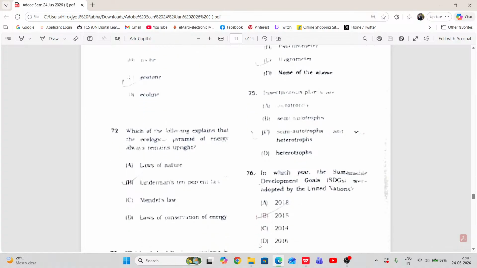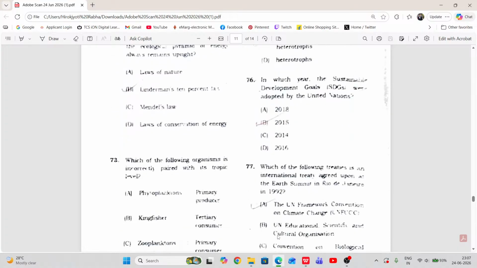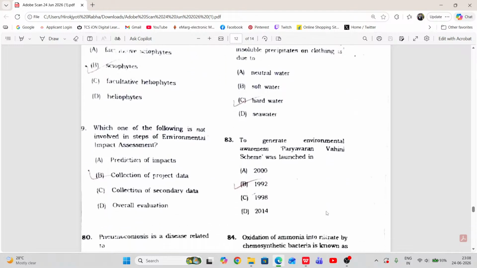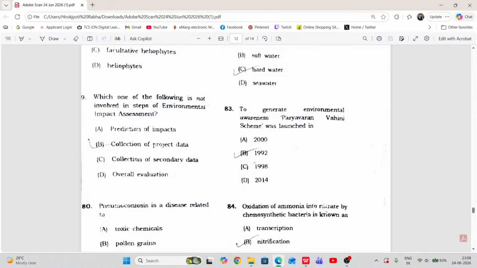In which year were the Sustainable Development Goals adopted by the United Nations? 2015. Which of the following treaties is an international treaty agreed upon at the Earth Summit in Rio de Janeiro, the UN Framework Convention on Climate Change? Plants that grow best in low light intensity are called sciophytes. Which one of the following is not involved in a step of environmental impact assessment? Collection of project data.